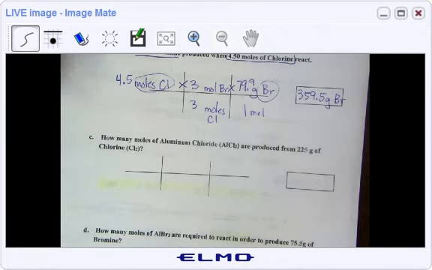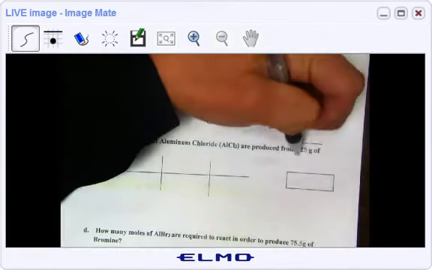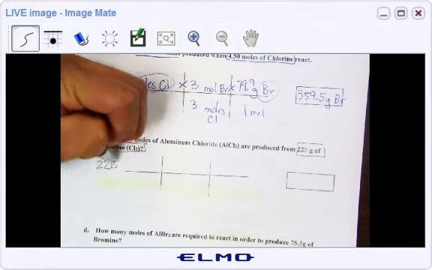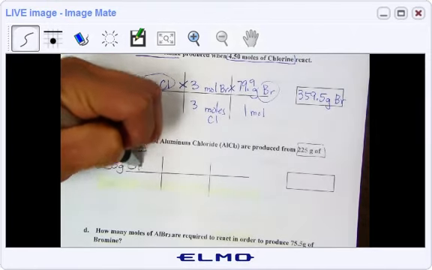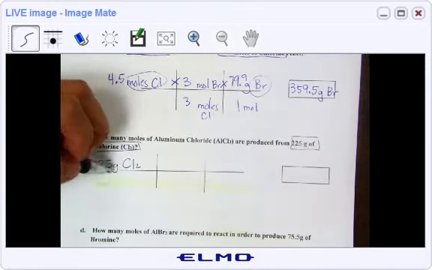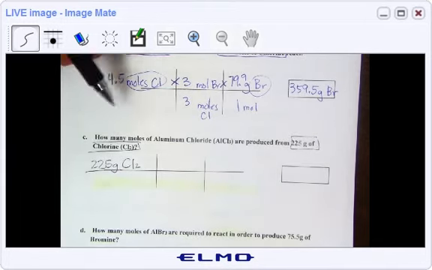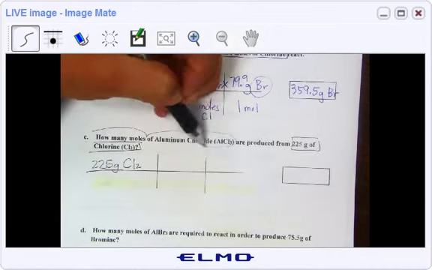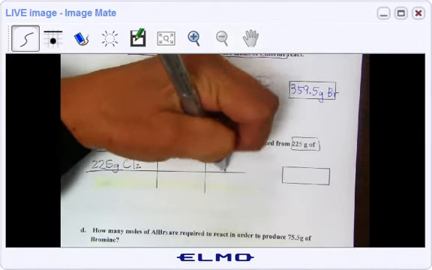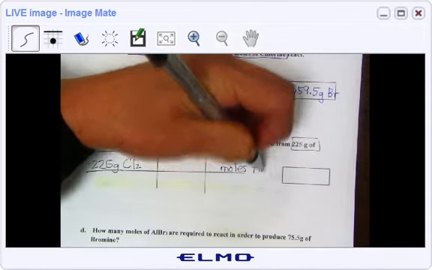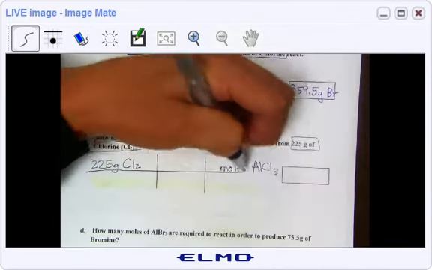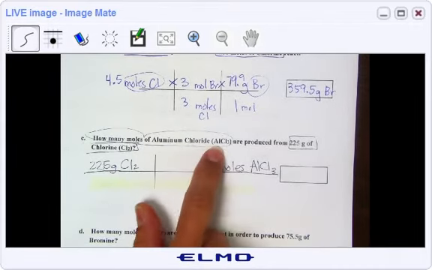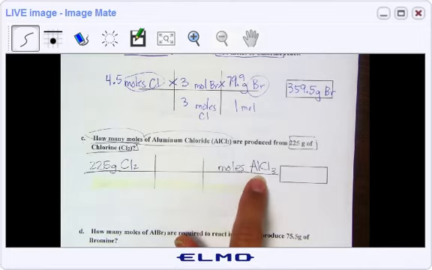You can start off by just looking at the number you're given. 225 grams of Cl2. Okay, and what are they asking you to find? How many moles of aluminum chloride? So you're looking for moles of AlCl3. I know aluminum chloride is AlCl3 because it told me in the question.